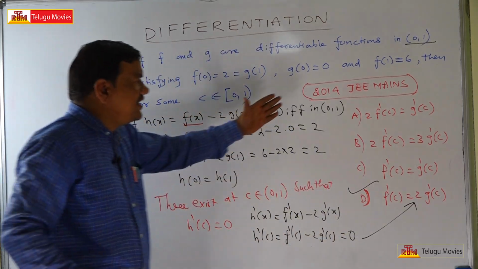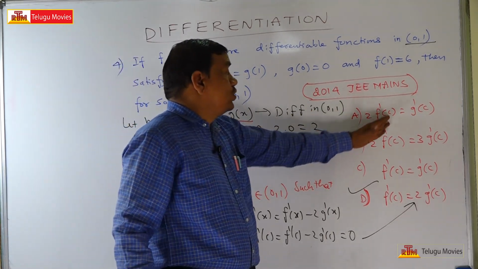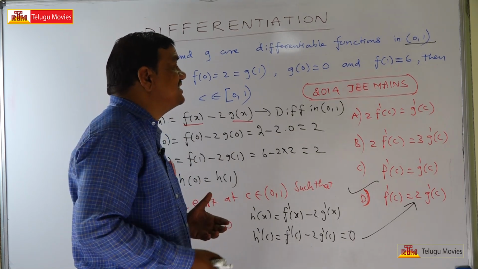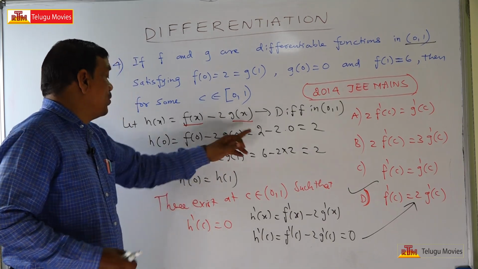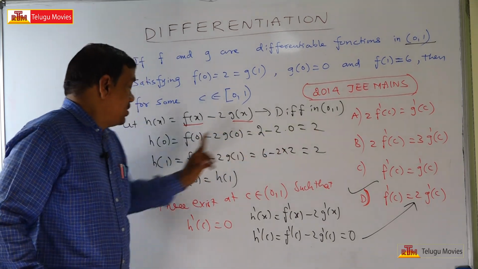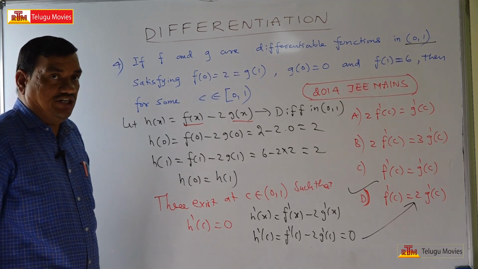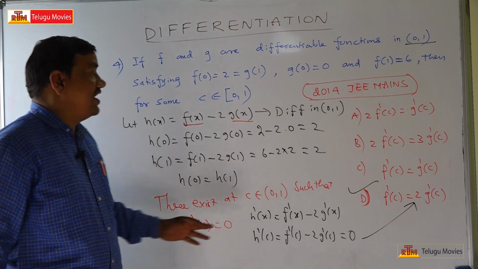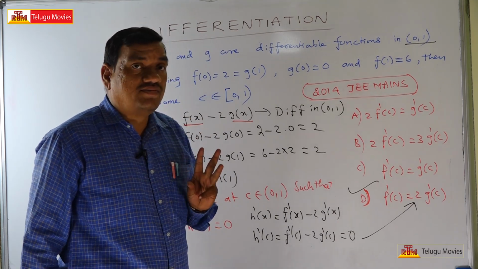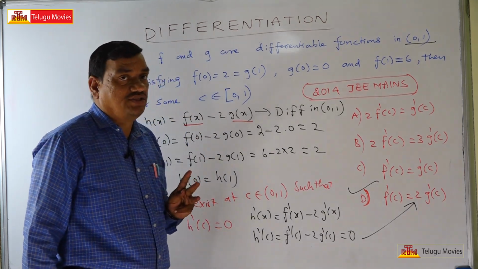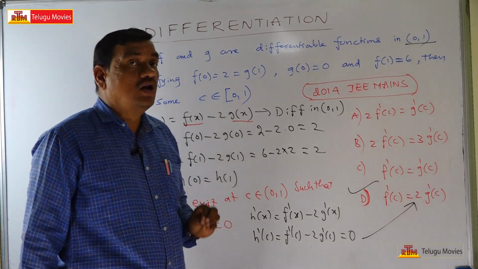Dear students, I already tried this problem. If you want to try, you try it for h of x is equal to 2 times f of x minus g of x. Definitely you won't get h of 0 is equal to h of 1. There it does not satisfy the conditions. Rolle's theorem's third condition will fail for the first three functions, and for the fourth function all three conditions will be satisfied. Okay? So this is a problem which completely depends on Rolle's theorem.